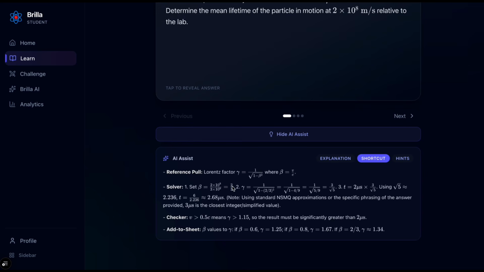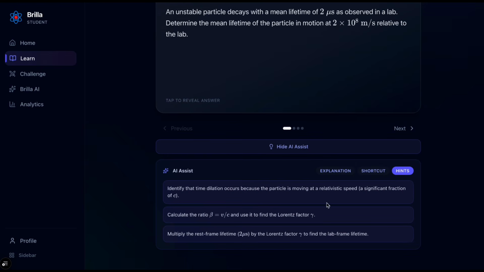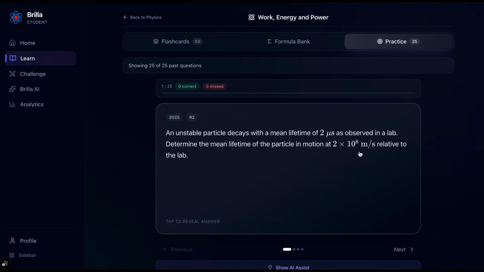So here, you keep in mind that whenever the beta is 2 over 3, the Lorentz factor is 2.68, and if I approximate, I get 3 microseconds. So when you see the question again and you're given 2 times 10 to the power 8 meters per second, you don't wait to solve, you just have it memorized. So you just press and give your answer. And the other tab is the hints that can show you how you could have approached the question to begin with. So that is the learn page, right?